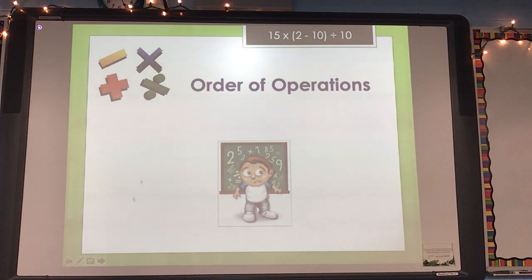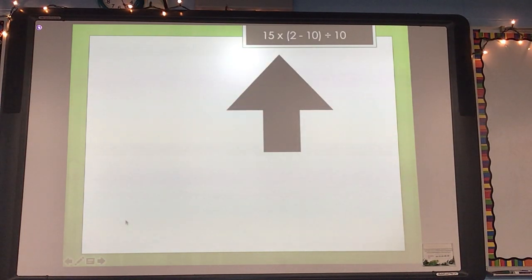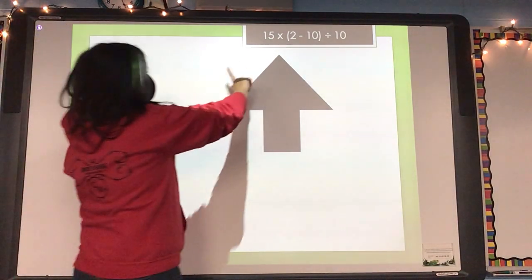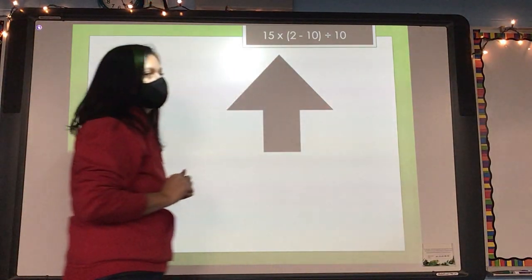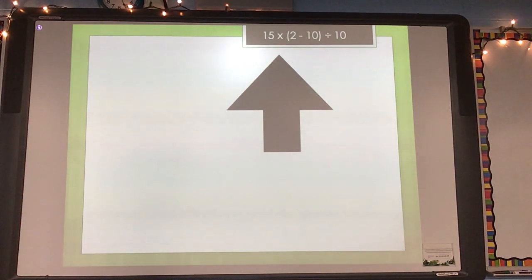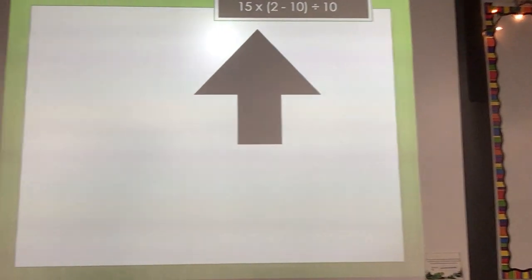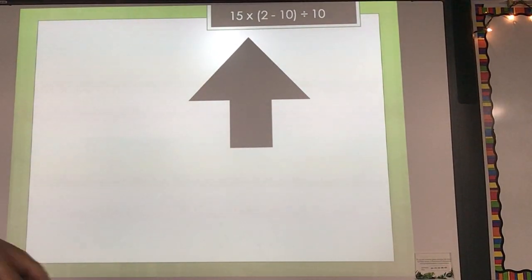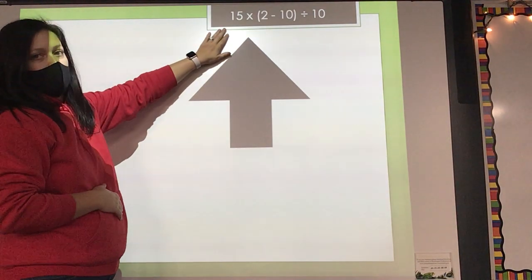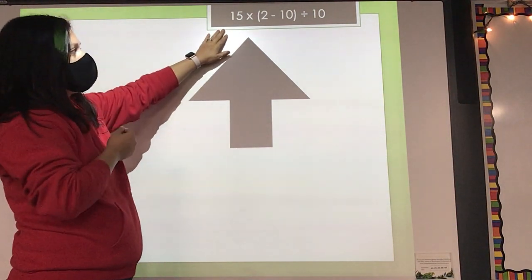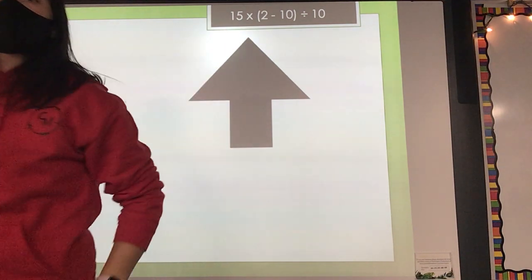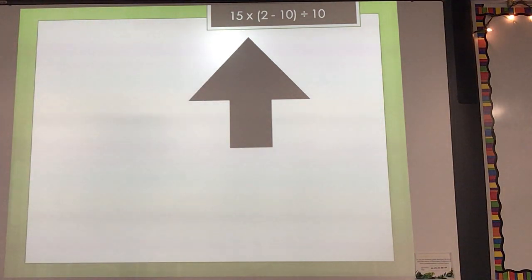Let's go ahead and explore. All right. There's a problem right up here. I want you to write this in your math notebook and try it. I'm going to zoom in up here. It says 15 times 2 minus 10 divided by 10. Those are all easy numbers that we've worked with. No hard math there. Try this math problem in your math notebook now. 15 times 2 minus 10 divided by 10. In your math notebook.